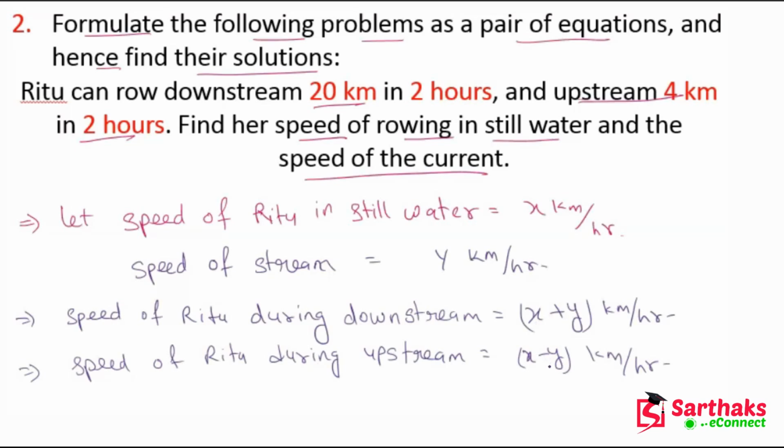So my dear friends, if Ritu goes downstream, then the speed of the stream and the speed of Ritu are added because the direction is the same. The direction of the stream and the direction of Ritu is the same, so that's why both the speeds are added. Okay, and during the upstream the direction of Ritu and the direction of the stream are opposite, so that's why we have to subtract their speeds. Okay, my dear friend, I hope you get this point. So now let's move on.